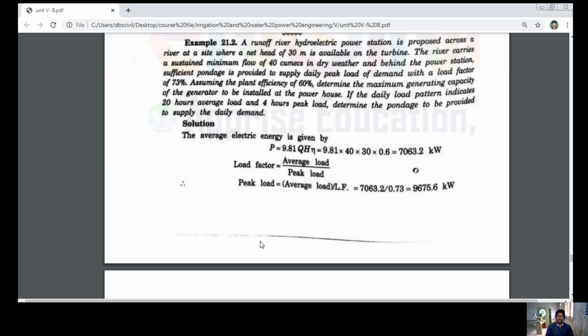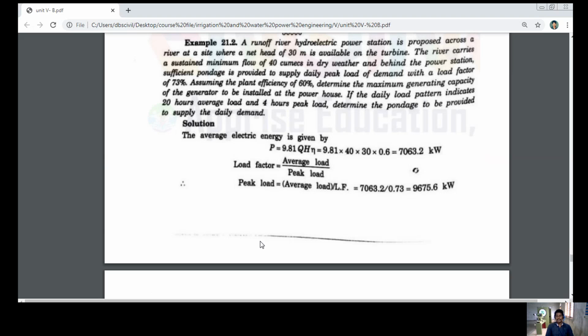Next, now let's run on to the next example. A run-off river hydroelectric power station is proposed across a river at a site where a net head of 30 meters is available on the turbine. The river carries a sustained minimum flow of 40 cumecs in dry weather, and behind the power station, sufficient pondage is provided to supply daily peak load demand with a load factor of 73%. Assuming the plant efficiency of 60%, determine the maximum generating capacity of the generator to be installed at the powerhouse.